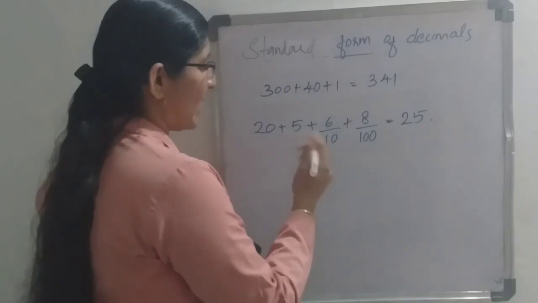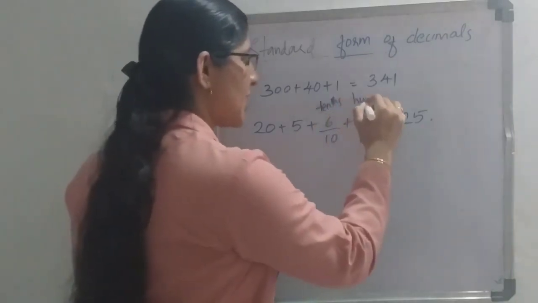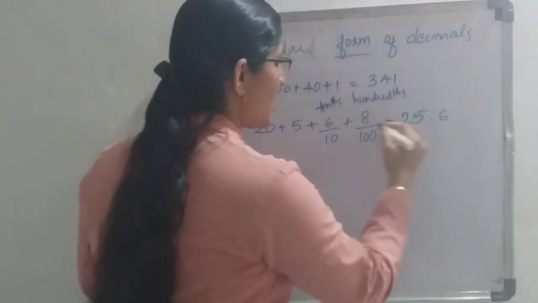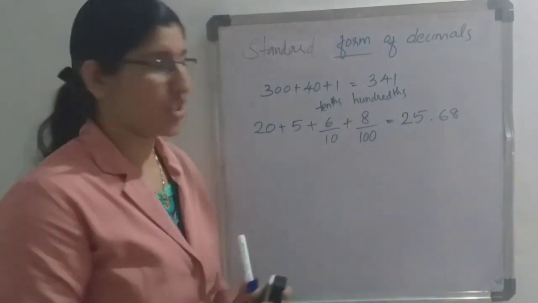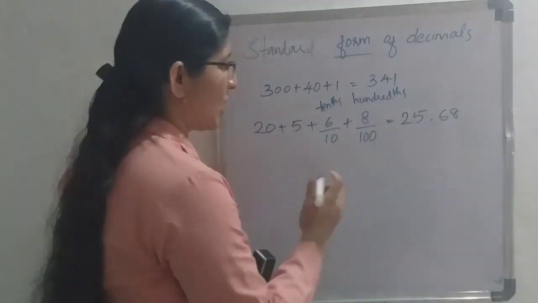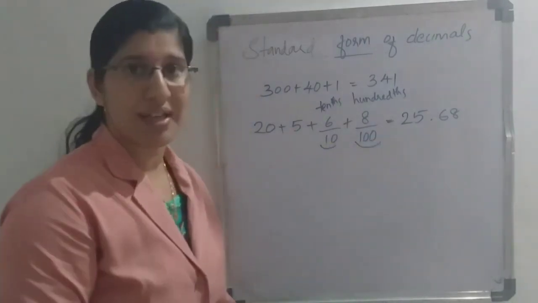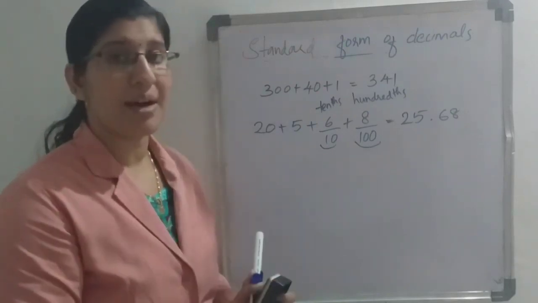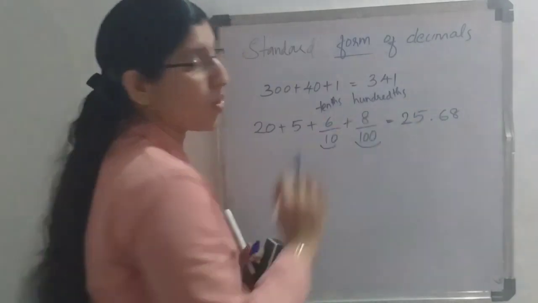Then 6 by 10. We know that it is the tenths position. This is the hundredths position. So tenths position is 6, hundredths position is 8. You need to write only the numerator of that fraction. You need to check the denominators. If the denominators come continuously, for example 10, 100, 1000, in order, if there is no missing, you can write the numerators according to that.